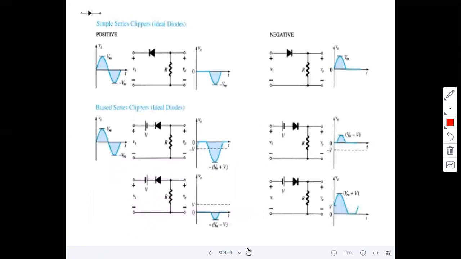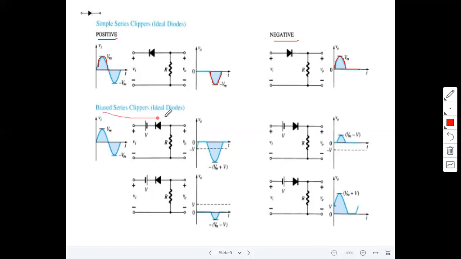These are similar circuits, right? This is a positive clipper. The name positive clipper means the positive input signal does not appear at the output. So it allows only the negative input signal. Similarly, a negative clipper allows only the positive signal. It does not allow the negative; the negative input is clipped off.